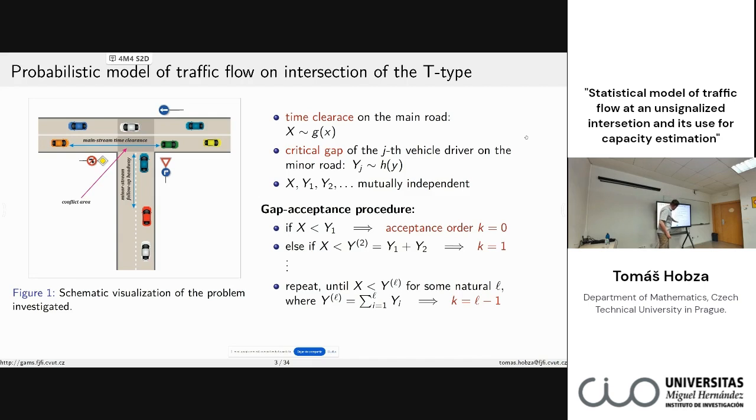And so we have the so-called gap acceptance procedure. If the clearance is smaller than the critical gap of the first driver, he does not enter, and the acceptance order is set to zero. So no car has entered the clearance. And then we can continue: if X is greater than Y1 but less than Y1 plus Y2, then the first one entered and the second one not. That means the acceptance order is one, the clearance was accepted by exactly one driver, and so on, till we arrive at some end. This means that the L-th driver didn't enter, and then we have the acceptance order equal to L minus one.